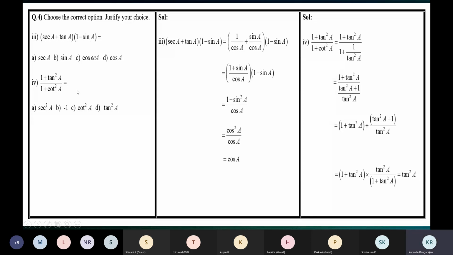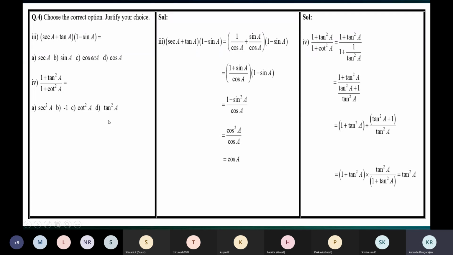Yeah, here you see the fourth one. Yes, children, you must see this to understand this. Please see this one. Choose the correct option. Justify your choice. We have worked here, we have shown the working. So that is the justification.